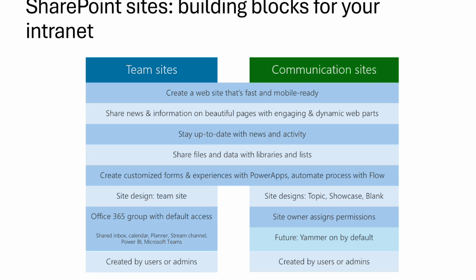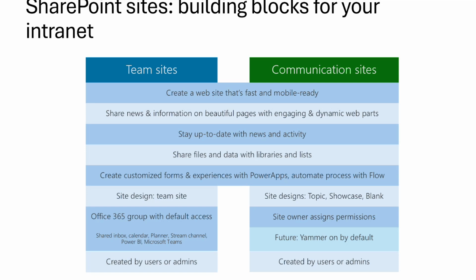You have news features where you can push information out to end users. You can share files and data with libraries and lists. You can create customized forms and experiences with Power Apps. You can automate processes with Flow. You'll be talking more about Power Apps tomorrow with Nick Miller. You can do different site designs for team sites and for communication sites. You have Office 365 groups connected to a lot of the different team sites. Again, you can have team sites without 365 groups, but the standard is usually a 365 group connected one.